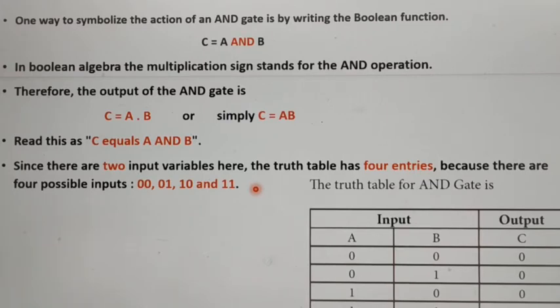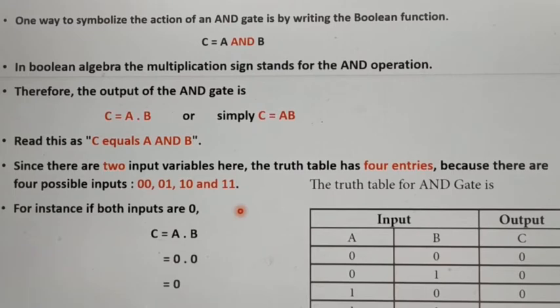2 cube is equal to 8 various possibilities. Here we have taken 2 input variables, so you have 4 entries: 2 square is equal to 4 entries, because there are 4 possible inputs. First we have to take both as false. Next, the first one as false, the second one as true. Third possibility, the first one as true, the second one as false. Fourth possibility, both as true.